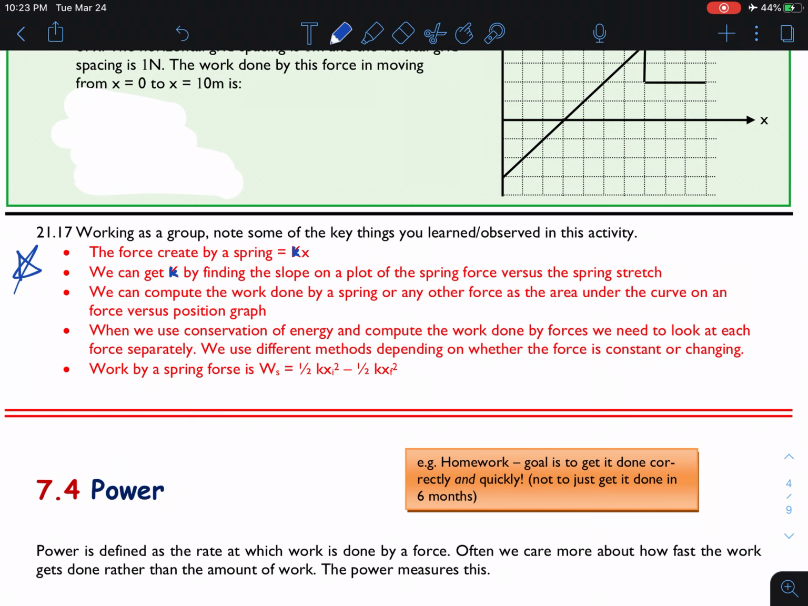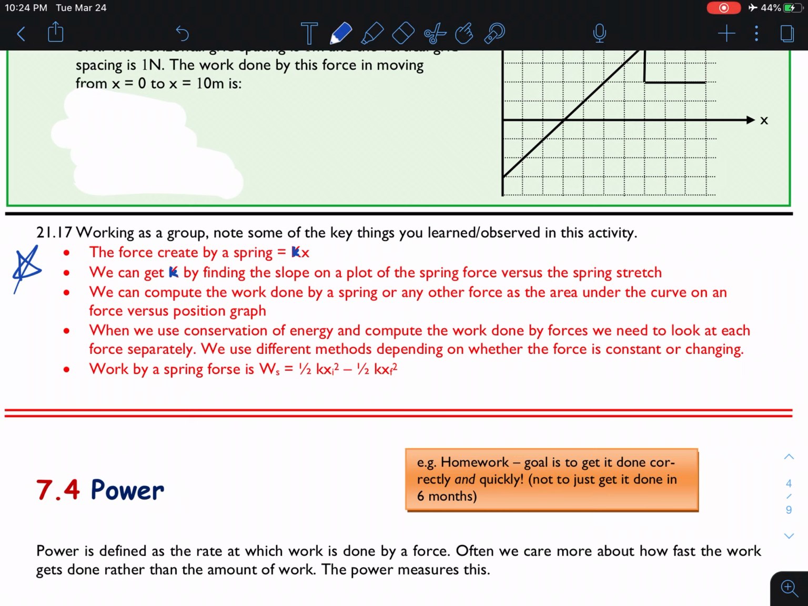We can get the spring constant K by finding the slope on a plot of spring force versus spring stretch, so F versus X, because it's a linear relationship. And we can compute the work done by a spring or any other force as the area under the curve on a force versus position graph. So those are the recent clicker questions that hopefully you've worked on.